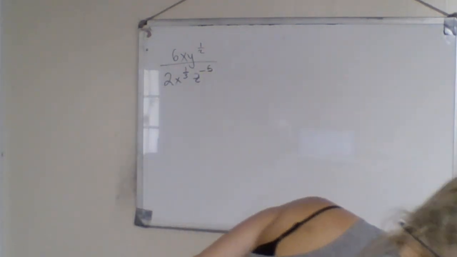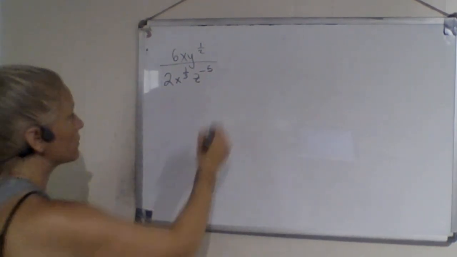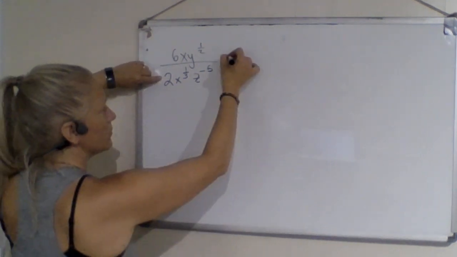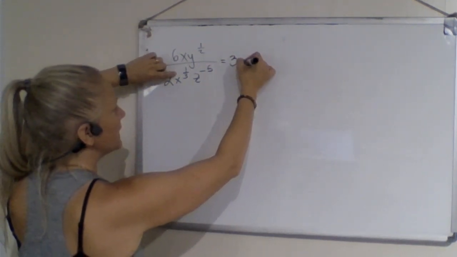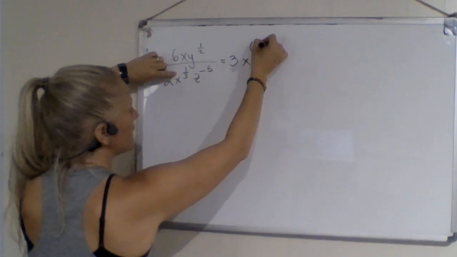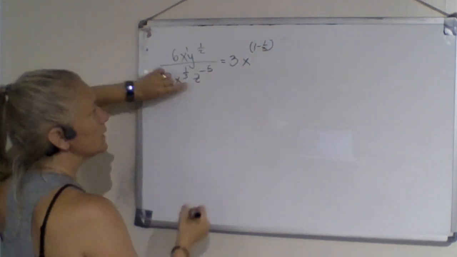Make sure I got this right. I did. So let's go ahead and write this the right way. 6 divided by 2 is 3. I have an x and an x. This becomes x to the 1 minus 1/3, right?